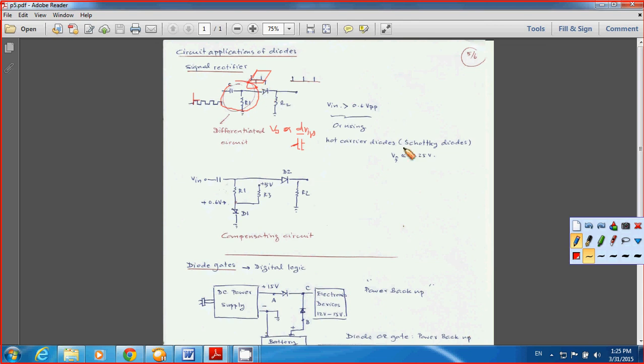And as we know, the diode only allows the positive signal to pass through, so you don't have this part of your signal at the output. So finally you have the output signal that looks like this.